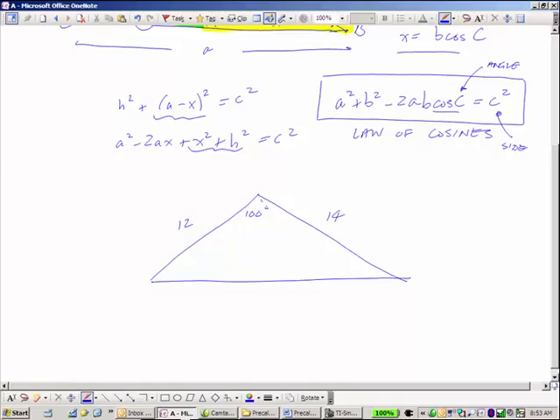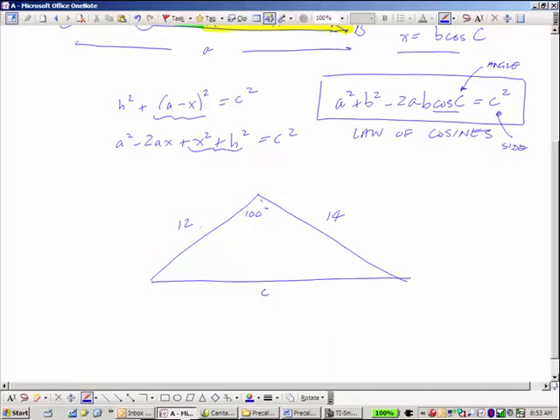When you label your triangle, it doesn't matter what you decide to call A, B, or C. The important thing is that the angles opposite the sides correspond. So, for example, I'm going to call this side C because it's what I'm looking for. Okay?